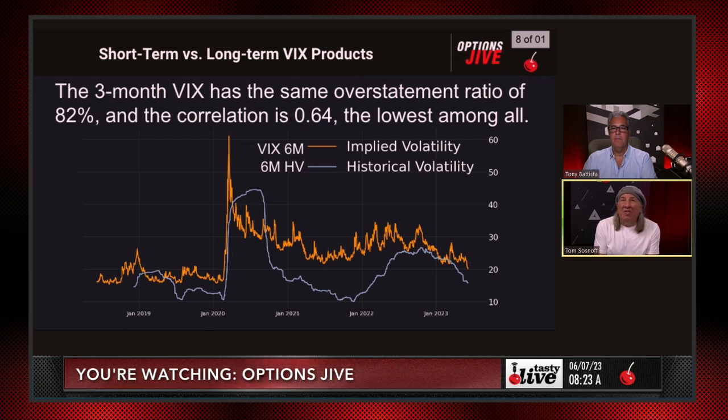And go to the next slide. The 3-month VIX, I'm sorry, this should be the 6-month VIX, and the 6-month VIX has the same overstatement ratio of 0.82, and the correlation is 0.64, the lowest of them all. So the longer you go out in time, the correlation breaks up a little bit, but the overstatement is the same. So basically, which you would expect. That's exactly what I'm saying.